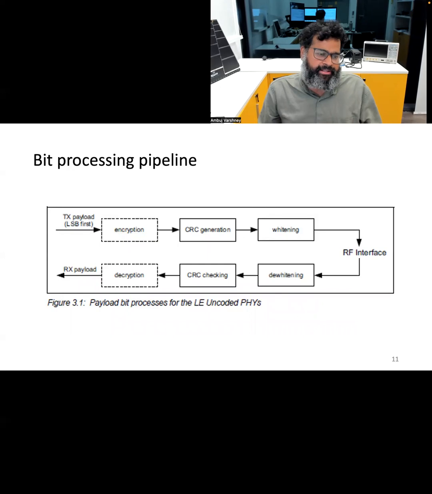So if you put it together, the bit processing pipeline for Bluetooth looks something similar to what we present on the slide. You take the payload, you encrypt it, you generate CRC, perform whitening, and then you send it over the wireless medium. And then at the receiver side, you perform the reverse operation to get back the bits that were transmitted.